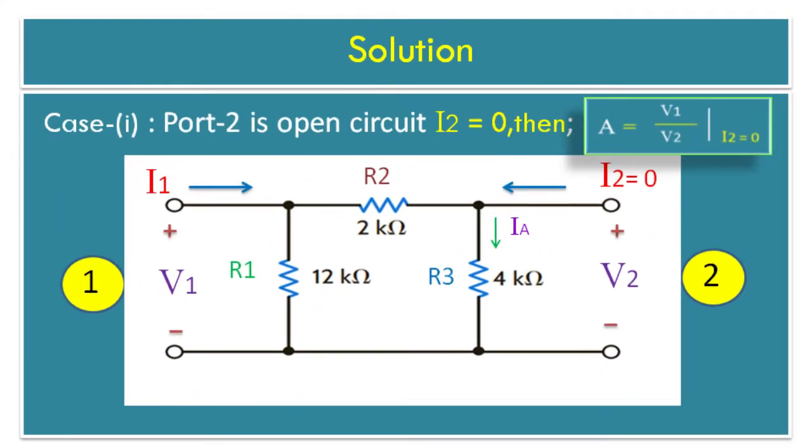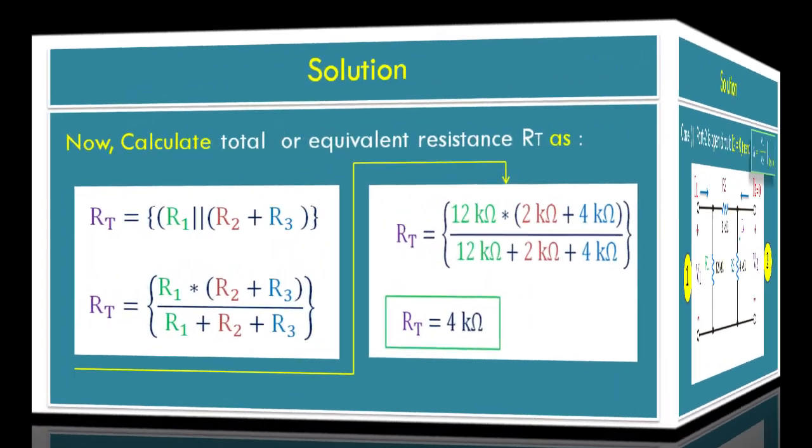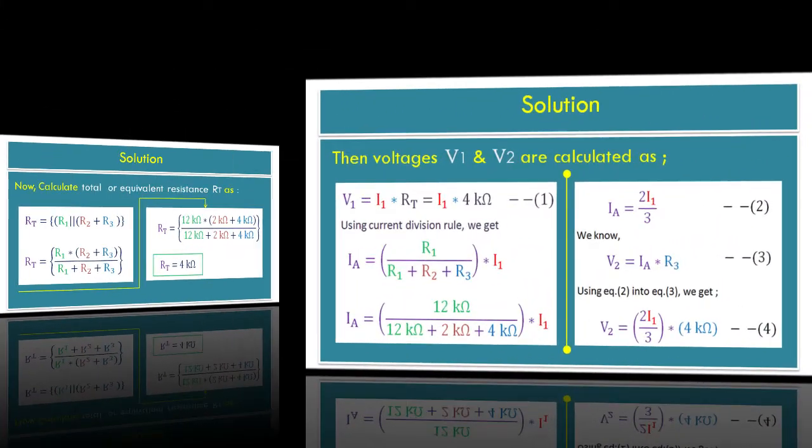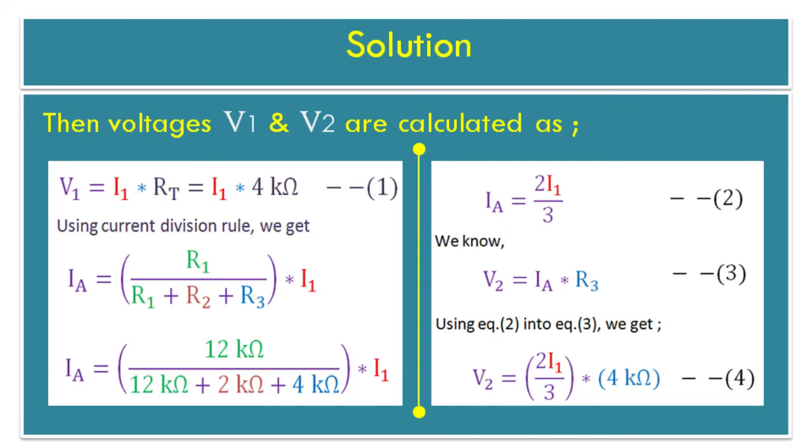Solution, case 1. We are obtaining transmission parameter coefficient A is equal to voltage V1 upon V2 with current I2 at port 2 equal to 0, which means obtaining voltages V1 and V2 using equivalent resistance. Now calculate the total resistance formula. Total resistance is equal to R1 parallel to resistance R2 plus R3. Now substitute values of resistances. R1 is equal to 12 kilo ohm, R2 is equal to 2 kilo ohm, and resistance R3 is equal to 4 kilo ohm. After calculation, we get the value of total resistance is equal to 4 kilo ohm. Then the values of voltages V1 and V2 are calculated as voltage V1 is equal to current I1 into total resistance, which is equal to current I1 into 4 kilo ohm, given by equation 1.